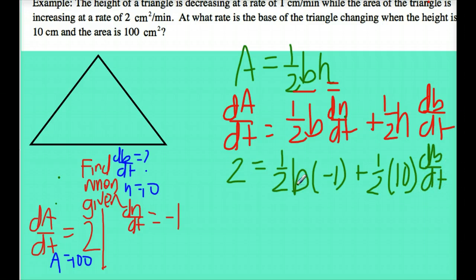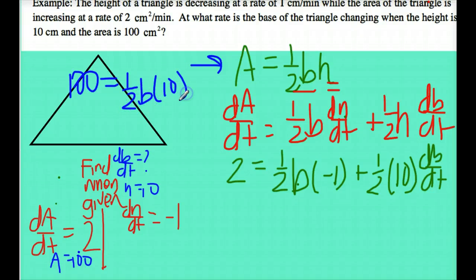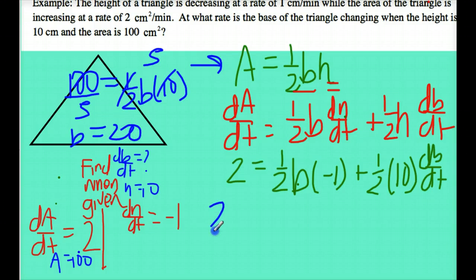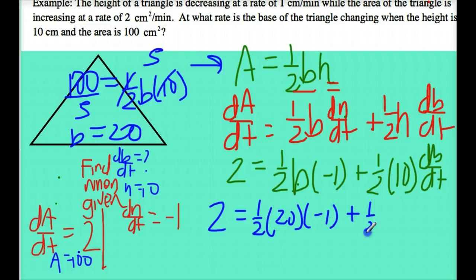So where can I find the b? Well, I can do that with the original equation. So my area is supposed to be 100, and I know my height is supposed to be 10. So if I do that work, this becomes a 5. If I divide by 5, b has to equal 20. So I'm going to plug that into here. 1/2 times 20 times -1 plus 1/2 times 10 dB dt.